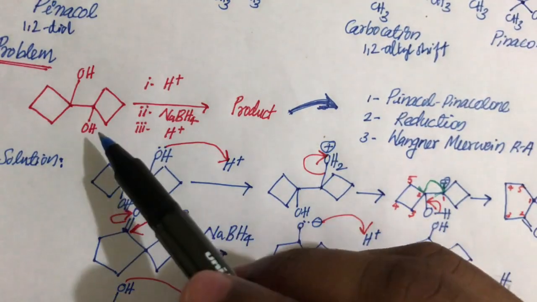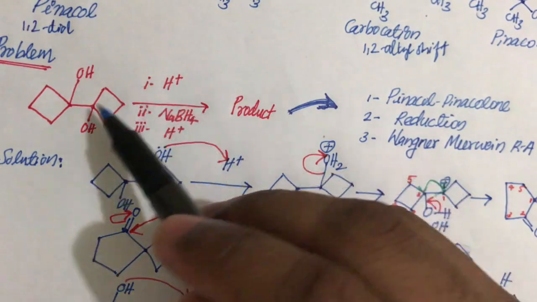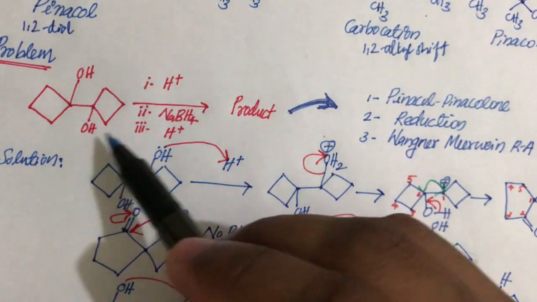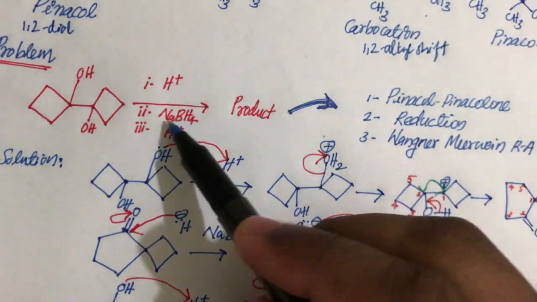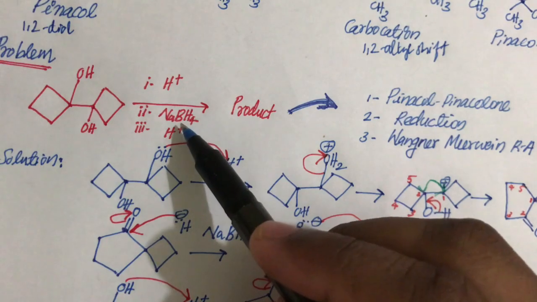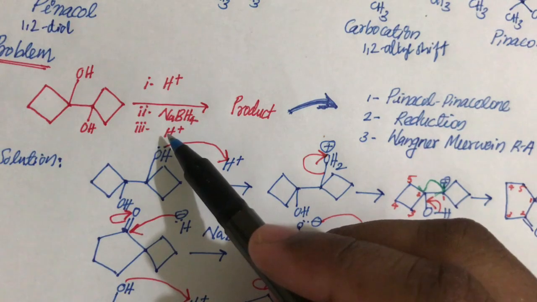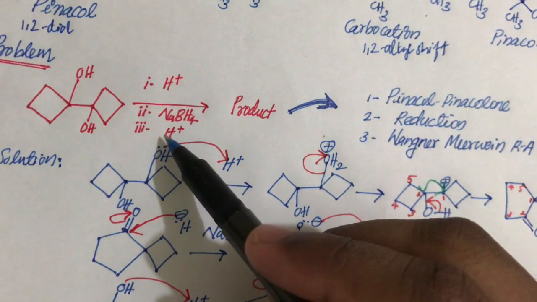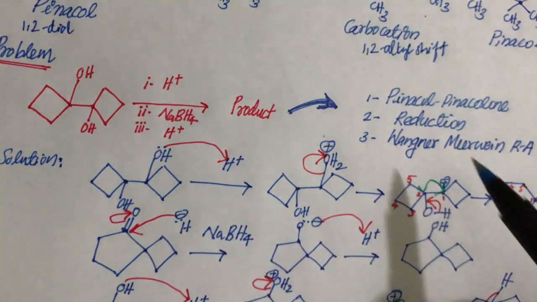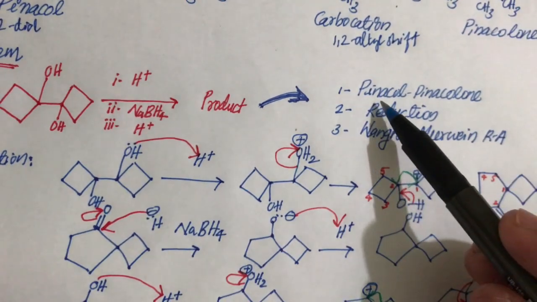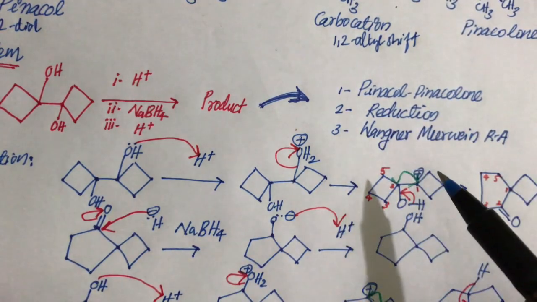Now we move on to the given problem. This is our given problem. The first reagent is acidic condition, and your starting material is a 1,2-diol, that means it is a Pinacol-Pinacolone rearrangement. The next reagent is the well-known sodium borohydride, that is a reducing agent, so reduction. Then the third reagent is acidic condition. Let's see what kind of reaction will take place. Generally, in acidic condition, you can have some kind of rearrangement. So it is given that the first one is Pinacol-Pinacolone rearrangement, the second one is reduction, and the third one is Wagner-Meerwein rearrangement.